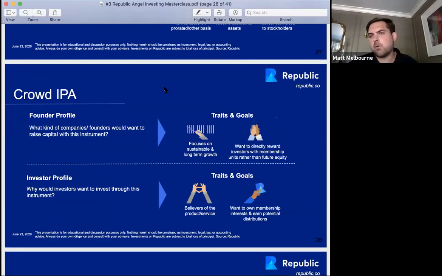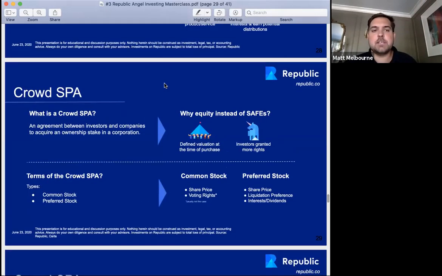So if you're a brewery or you're a CPG company or another food and beverage company, or you have a physical brick and mortar location and you want to give your community upside potential, the crowd IPA would probably make sense because you're probably an LLC. And so that's the kind of company where that makes the most sense. And the investors that make the most sense for this instrument are those that are members of that community and see a potential that owning a membership interest in this LLC is going to lead to potential distributions or payouts from profits.